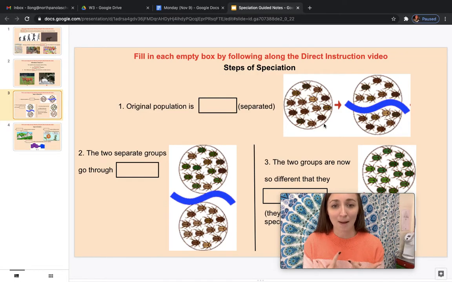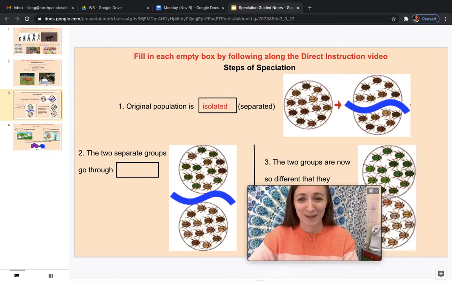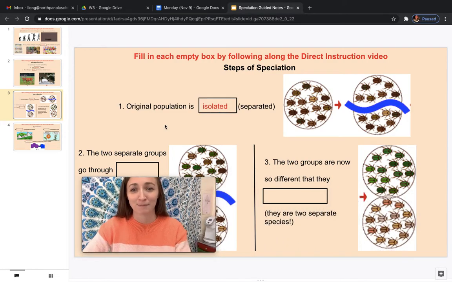First, something has to happen that is going to make the one group become two isolated groups, or they are completely separated. So let's say isolated. Oh, I was getting really good at spelling and now it's going back again. Okay, so you have your group, something happens. In this case, we're going to say a river. There was a flood and this new river formed. So these beetles are completely separated or isolated into two separate groups.